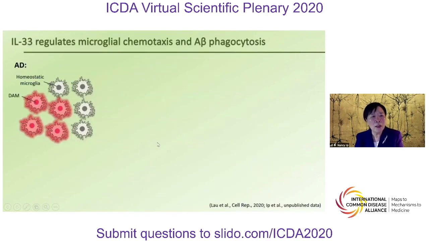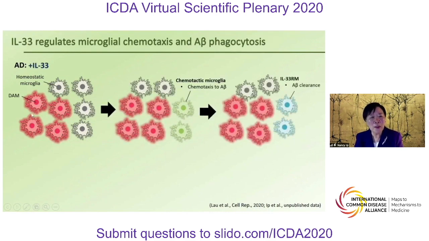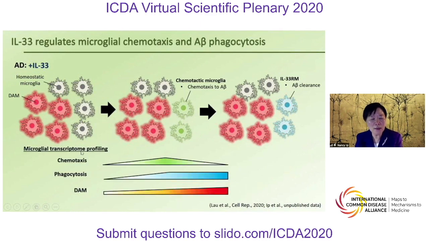So far, I have shown you that IL-33 can trigger a change in the functional state of microglia, initially from homeostatic state to chemotactic state, so that the microglia migrate towards A-beta, and once they interact with A-beta, they exhibit an increase in phagocytosis and hence A-beta clearance activity. So our result shows that the transcriptional profiling aligns quite well with what we observed in terms of the functional characterization. That is, chemotaxis precedes that of phagocytosis. There's also a gradual increase in disease-associated microglia.